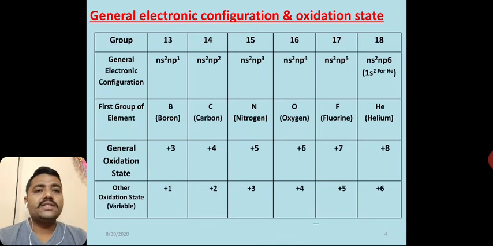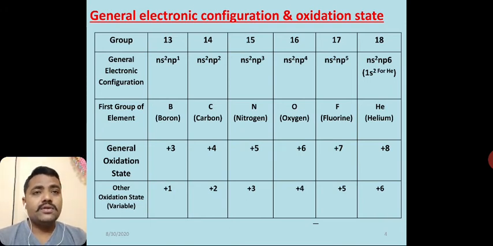You can take the first example, the 13th group of elements, boron. Its atomic number is 5. Electron distribution is 1s2, 2s2, 2p1. The first shell is K, the second shell is L. In the K shell the maximum number of electrons you can fill is 2, and in the second shell you can fill 8. Therefore 1s2 means the first shell has 2 electrons, and the second shell has 3 electrons.